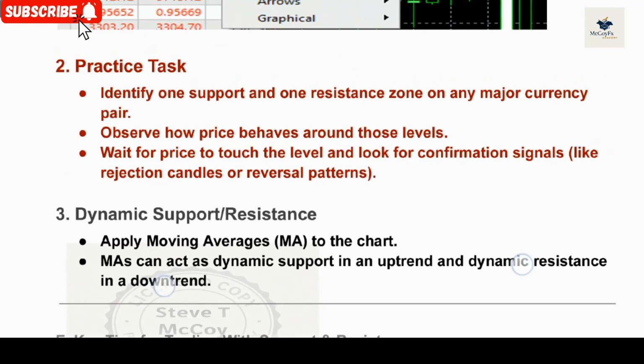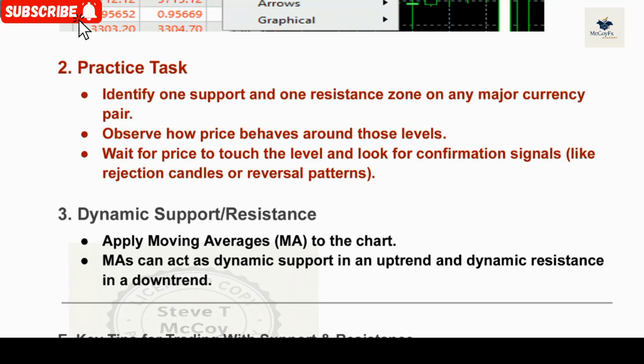Practical task. 1. Identify one support and one resistance zone on any major currency pair. 2. Observe how price behaves around those levels. 3. Wait for price to touch the level and look for confirmation signals like rejection candles or reversal patterns like the ones we've discussed earlier, which are the hammer and the bullish or bearish candle.